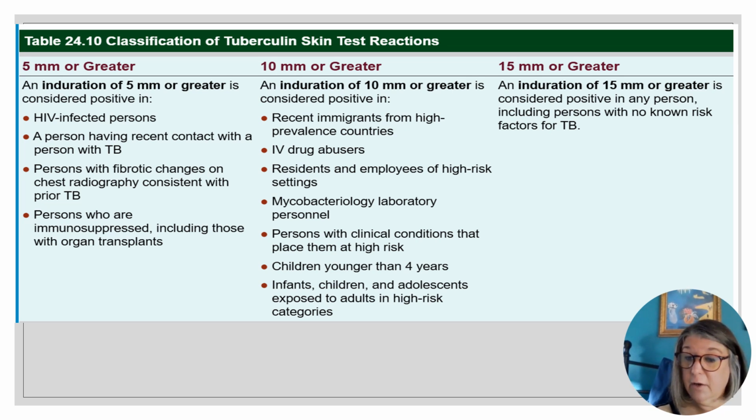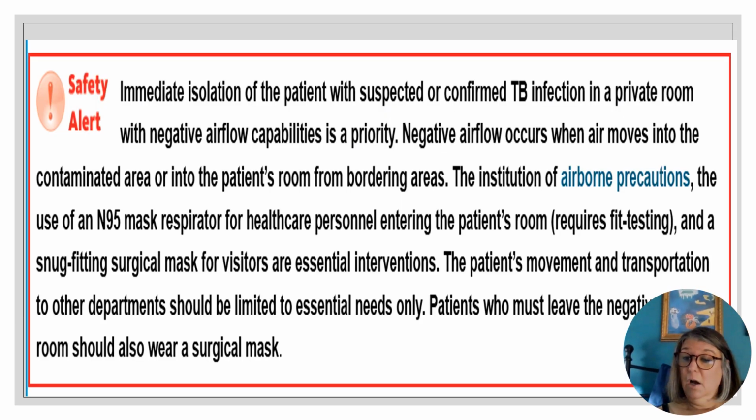15 millimeters or greater is considered positive in any person. So anybody, if you don't fall into those risk factor categories, 15 millimeters or greater is what we're going to be looking for. This is a safety alert. If you suspect TB at all, any part of you suspects TB, we want that person in airborne precautions. We do not want them contaminating our entire facility. We do not want them contaminating other people.